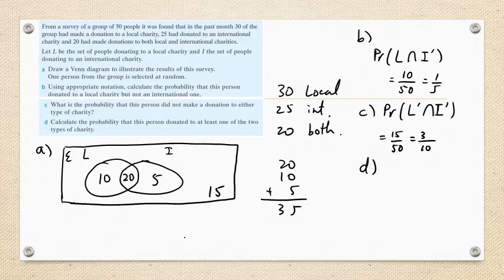Calculate the probability that this person donated to at least one of the two. Now, because they donated to at least one of the 2 charities, what we know is that they must have donated to one or the other at least. So that means they can't have not donated. So the quick way to work that out is 1 minus the probability of them not donating to either charity. That becomes 7 out of 10.